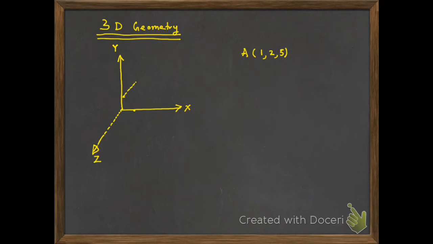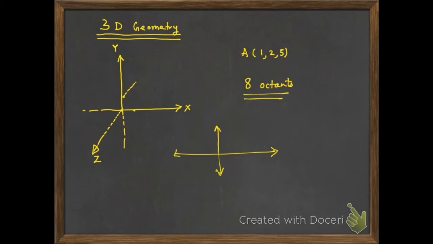Now, depending upon the point, this point can be classified into, or this coordinate axis divides a plane into 8 octants. These are called octants. Just like in coordinate geometry, when you have the x-axis and y-axis, in 2D geometry, it divides it into 4 quadrants.